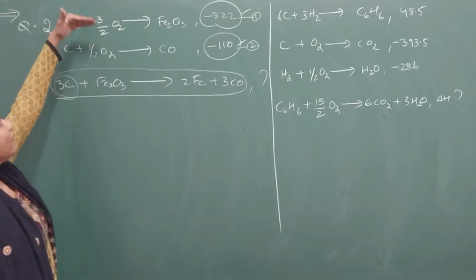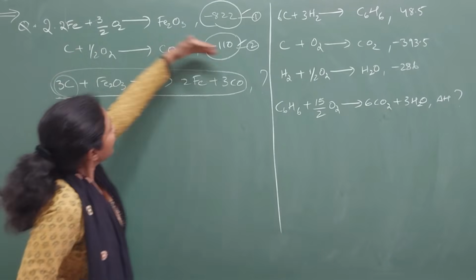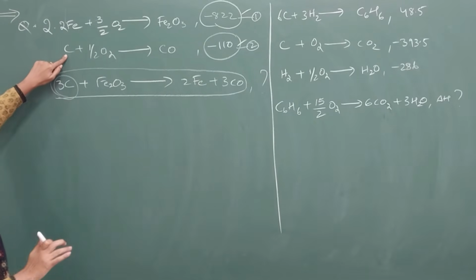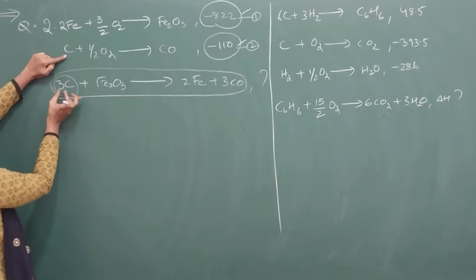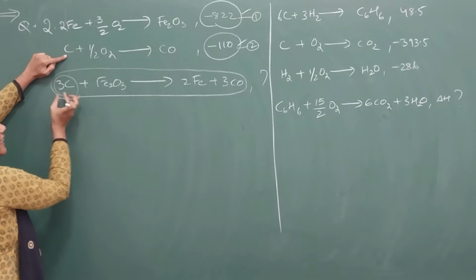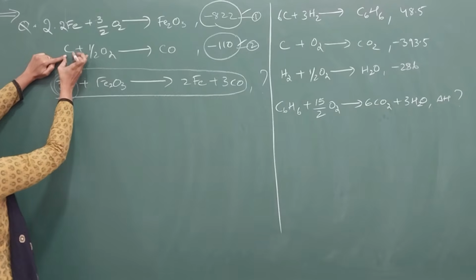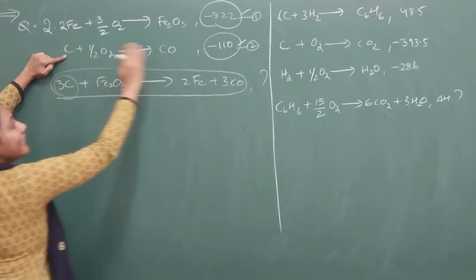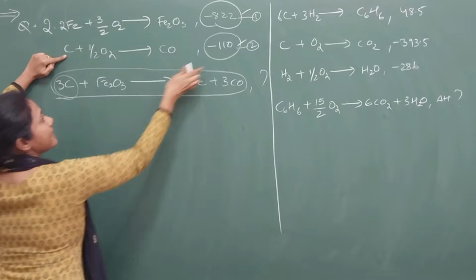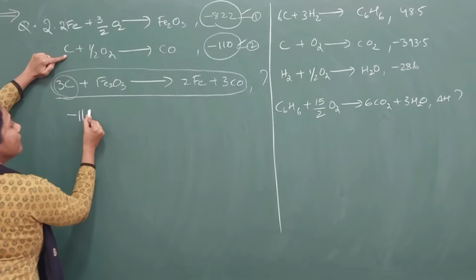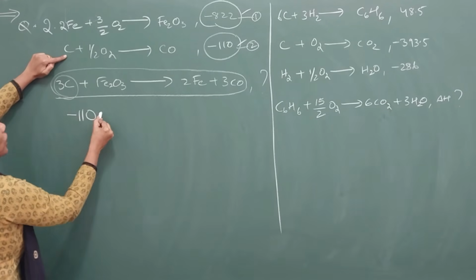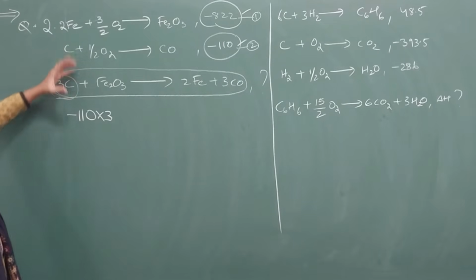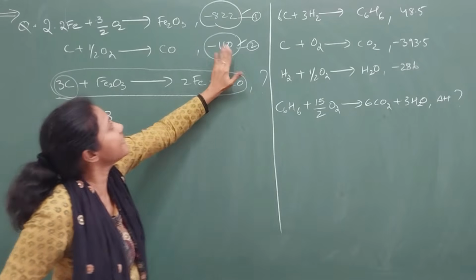In the given equations, in which reaction do you have carbon? In the second equation you have carbon, right? So how many carbons do you need here for the desired equation? 3 carbons. This carbon is there on the reactant side only, so no need to worry. Take its value as it is. What is its value? Minus 110. That value you multiply with 3. Just compare and see what changes you have to make with this value.